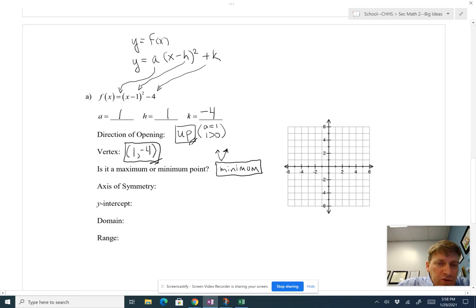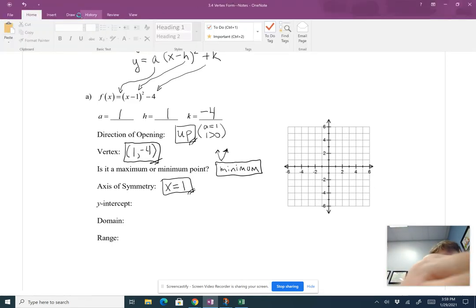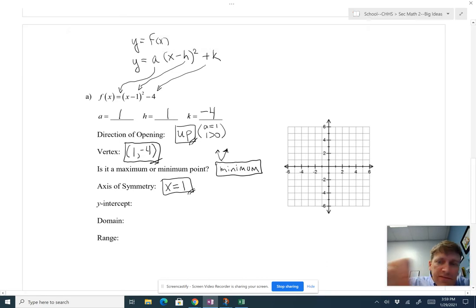And the axis of symmetry is the same as the x-coordinate of the vertex, so we just say x equals 1. It is important that you write that x equals 1 and not just 1, because x equals 1 is an equation for a line. Speaking of which, let's go ahead and graph that.